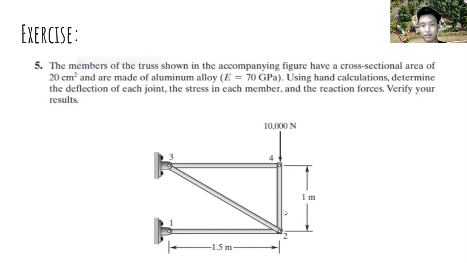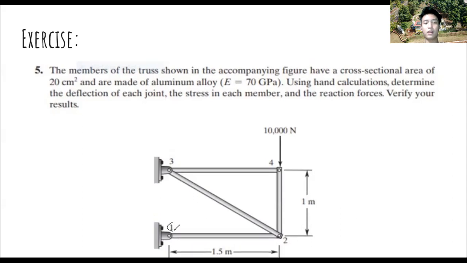Let me annotate here. We have node 1, node 2, node 3, and node 4. We have 4 nodes, with the length from node 1 to node 2 being 1.5 meter. Node 2 to node 4 is 1.1 meter. The length of node 3 to 4 is equal to the length of node 1 to node 2, and we have a force here which is 10,000 Newton. The boundary we can see here is at node 1 and node 3. So that is the problem of our assignment.